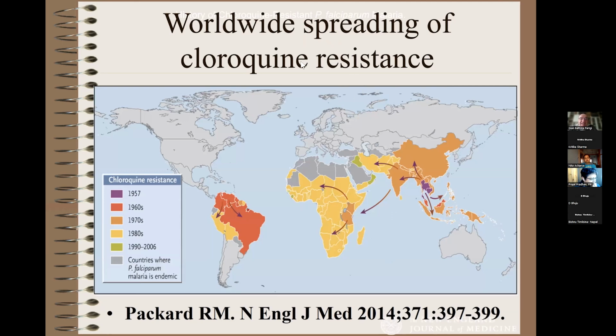This is interesting, the worldwide spreading of chloroquine resistance. It started in 1957 in Thailand. They discovered a core of gold. There was a rush to dig and to find the gold in Thailand. All the people started taking chloroquine without any control, without any schedule and so forth, and now the spreading of malaria is all over the world.